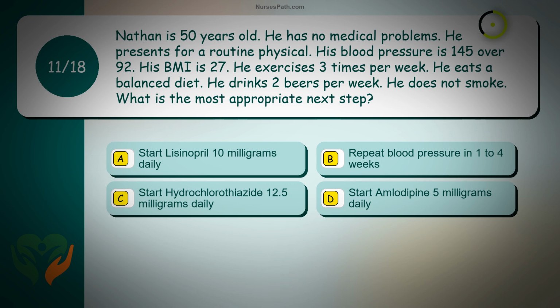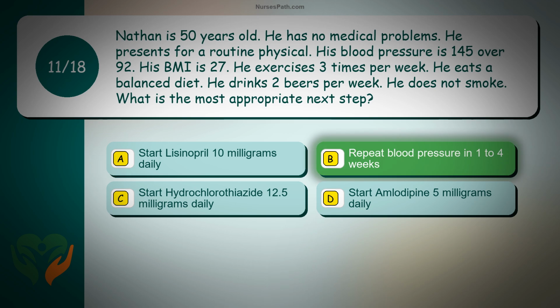Option A. Start lisinopril 10 mg daily. Option B. Repeat blood pressure in 1 to 4 weeks. Option C. Start hydrochlorothiazide 12.5 mg daily. Option D. Start amlodipine 5 mg daily. The correct answer is option B.